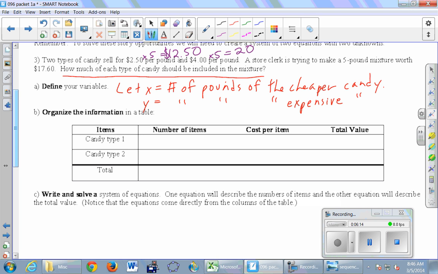So the first thing we need is the number of items for candy type 1, the cheaper stuff. What letter did we choose? X. I mean, it says number of items, but it's really number of pounds, right? This is kind of like a generic table, not specific to this problem here. And then the number of type 2, I guess we can put a Y there.